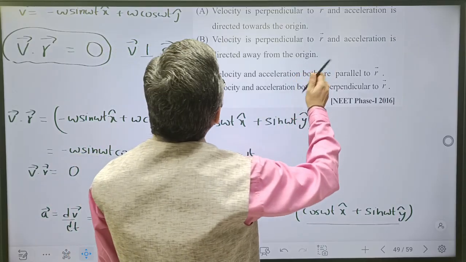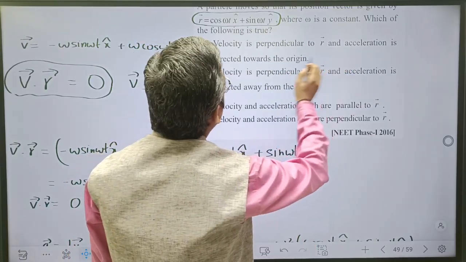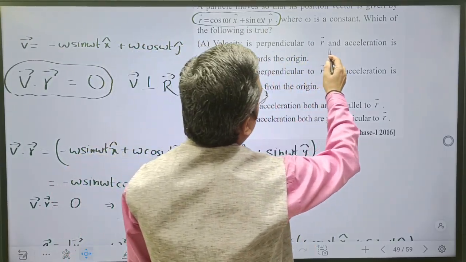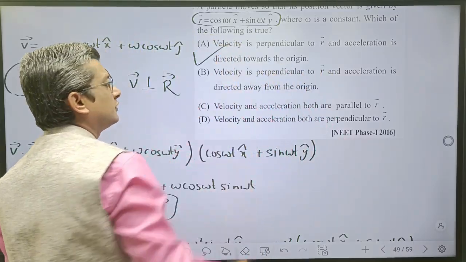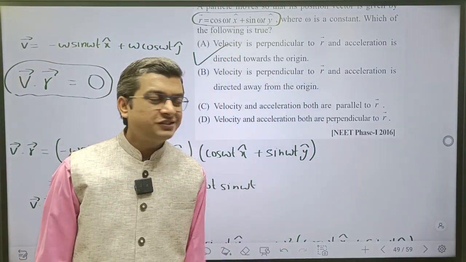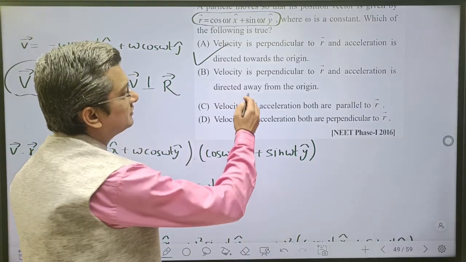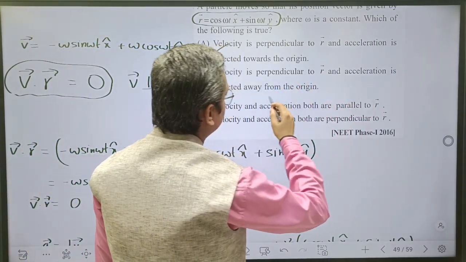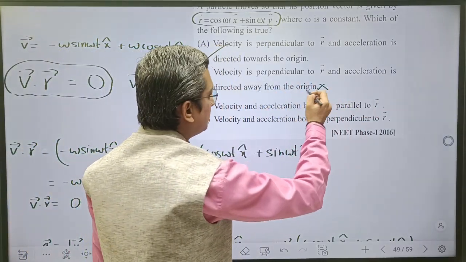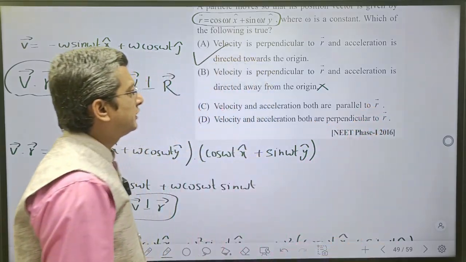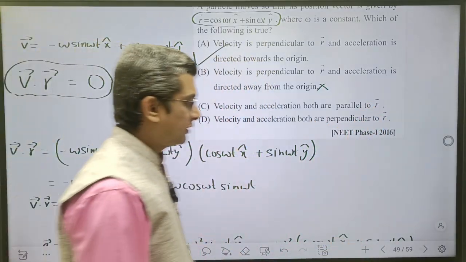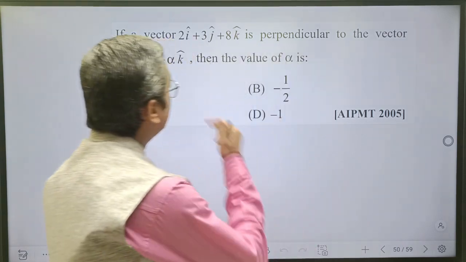Here it is given that the direction is towards the origin. Yes, velocity is perpendicular to the r vector and acceleration is directed towards the origin. This is the answer; the first option is the answer, isn't it? In the second case, velocity is given but acceleration is directed away from the origin. This is wrong. In the other options, velocity and acceleration are both parallel, so no need to check them; the first option is the correct one. So mark it and move further.